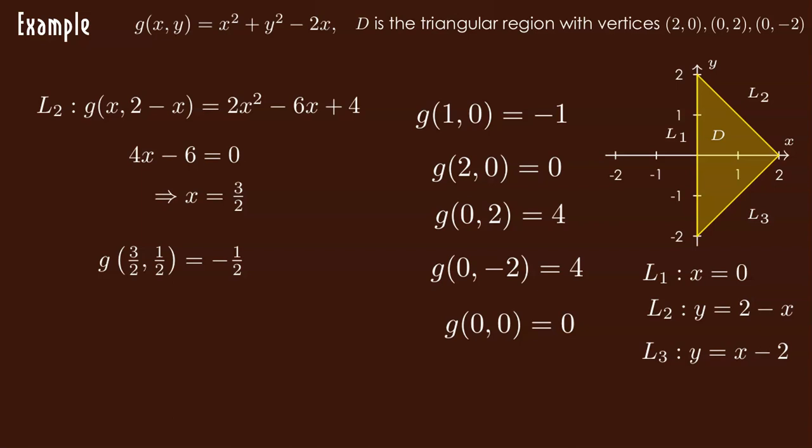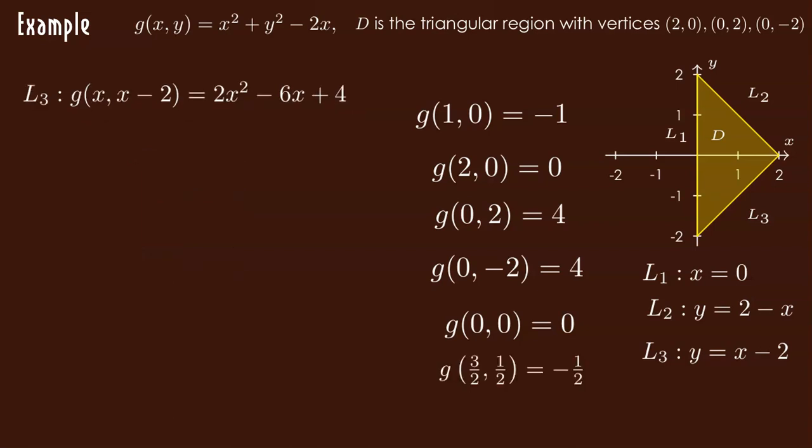Lastly, let's try line 3. On line 3, my y is equal to x minus 2. I plug that into the function. I get the same polynomial because if you notice in the original function, y is squared. So it doesn't really matter if you put in a positive value or the same negative value, you will get the same function. And x minus 2 is just the negation of 2 minus x. Anyway, I digress. Taking the derivative, set equal to 0. Again, we get 3/2, but this time my y is x minus 2, so that becomes negative 1/2. And when I plug it into the function, I get yet another negative 1/2.